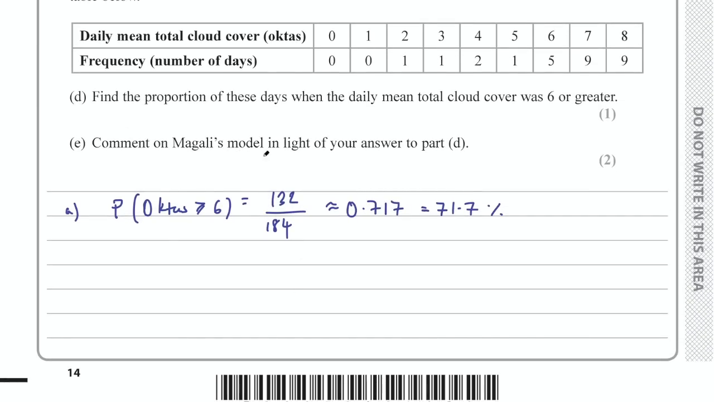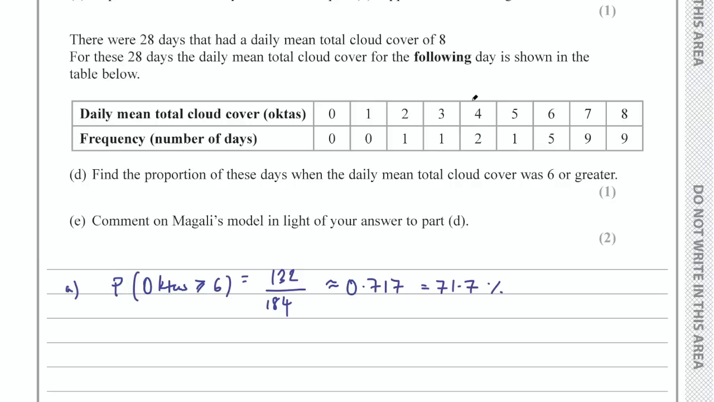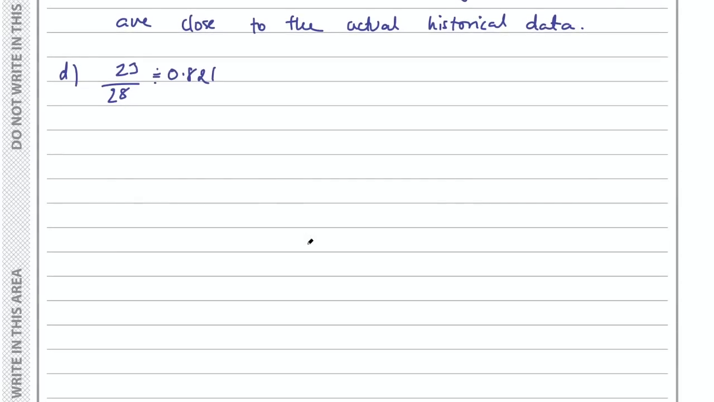Part E says comment on Magali's model in light of your answer to part D. For this, you need to know that binomial models measure independent events. To use a binomial distribution, you need independence. And this is kind of showing that cloud cover from day to day is not independent, right? If you have a really cloudy day or a really rainy day, it affects the weather the next day. You're more likely to have a cloudy day the day after that. So independence does not hold, therefore the binomial distribution is not appropriate here for this particular situation.